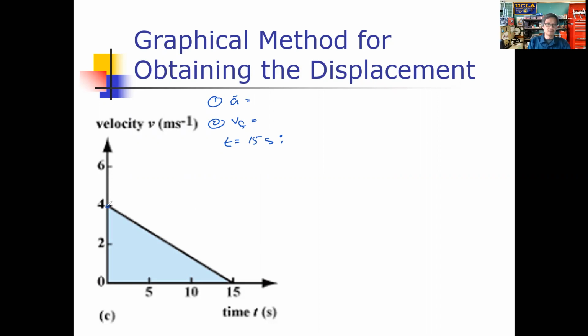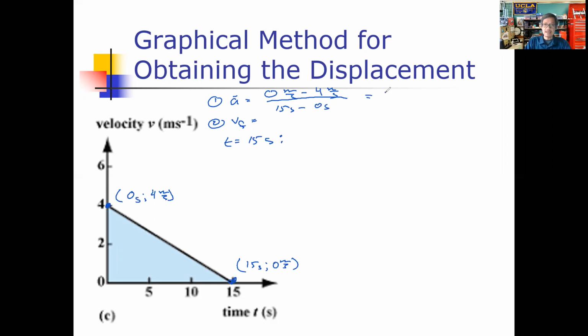I'm going to pick the 2 easiest points here, at the beginning and at the end. The coordinates at the beginning are 0 seconds and 4 meters per second, x and y coordinates. The final point has the coordinates of 15 seconds and 0 meters per second. Plugging that in, we have the acceleration equal to v final, 0 meters per second, minus v initial, 4 meters per second, all over the change in time, 15 seconds minus 0 seconds.